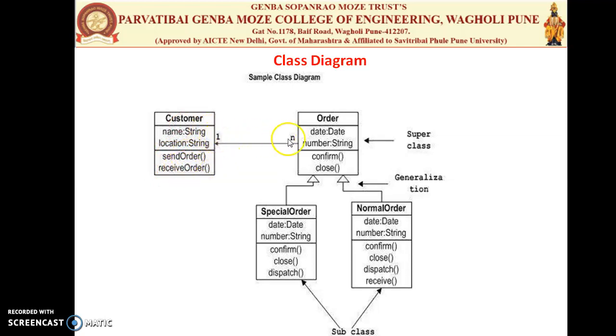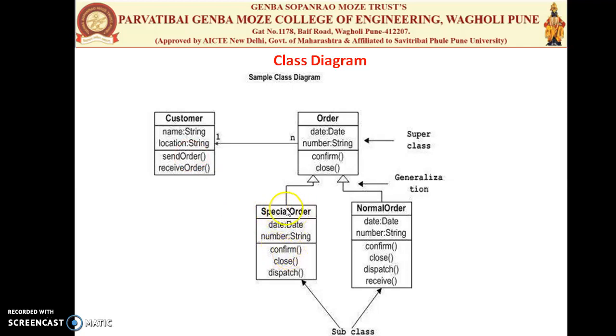Now this one customer is related to multiple orders. One customer can give n numbers of orders. The order class will contain the date of order and the number of order, which is a string, with their data types, and confirm and close methods. Then we segregate this into a generalization, that is, special order and normal order are subclasses of the order superclass. Special order will contain date and number. The normal order will also contain date and number with the data types for date and string. They have the methods confirm, close, dispatch, and receive. So this is the generalization of the order class.